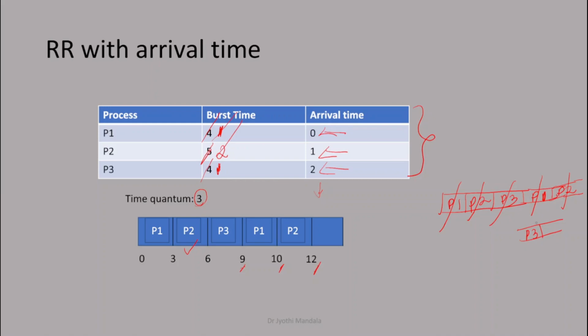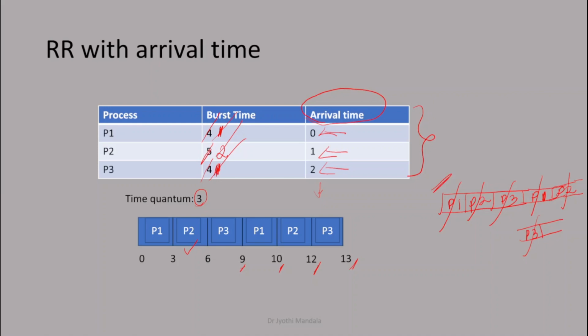Right? And the only process that is left is P3. So P3 will be given a chance to execute for 1 second. That is the required time. So 12 to 13, it will be executing. So this is how, with arrival time, if you have a separate arrival time, at each second, if any process is arriving, we need to keep track of that one, and then we need to add that one into our ready queue. That is how round robin will work.